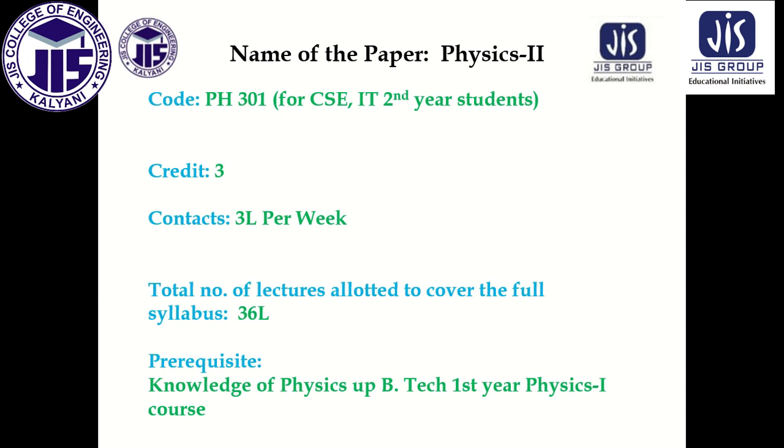Your paper name, as you know, is Physics 2. The paper code is PH301. This is for CSE and IT second year students. A total of 36 lectures will be there. This is a 3 credit course, and a total of 3 lectures per week will be there.